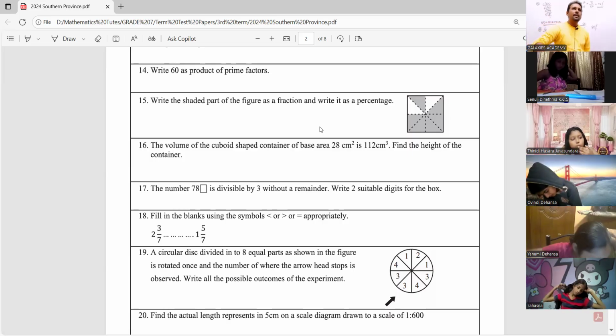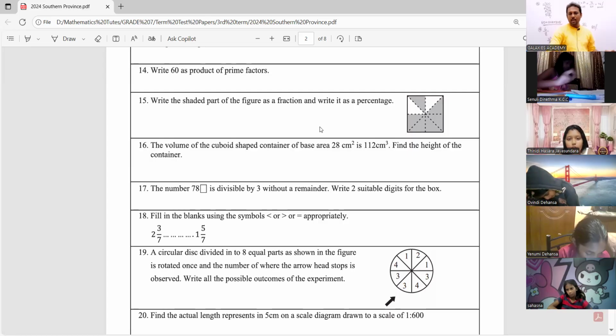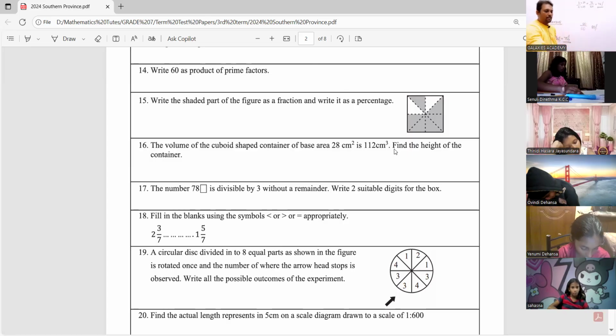Right. Do you remember the formula to find the volume of a cube or cuboid? What is the formula? Volume equals what? Length into breadth into height. Right? Length into breadth into height. Also, I will draw the diagram. It is easy to understand.